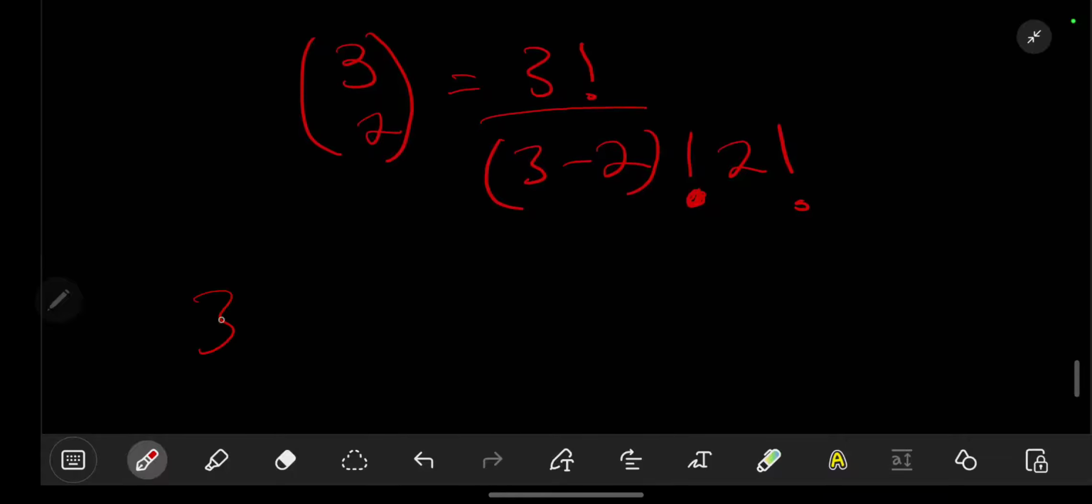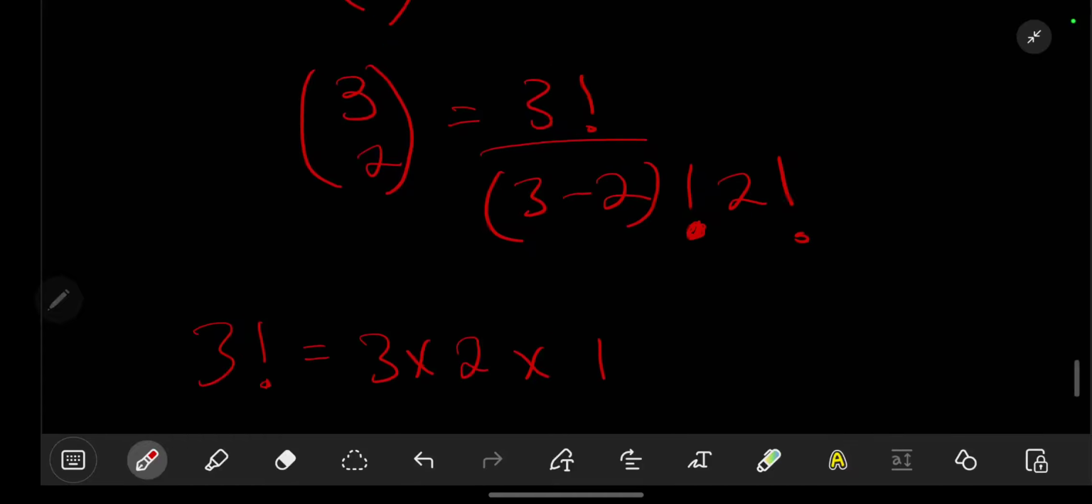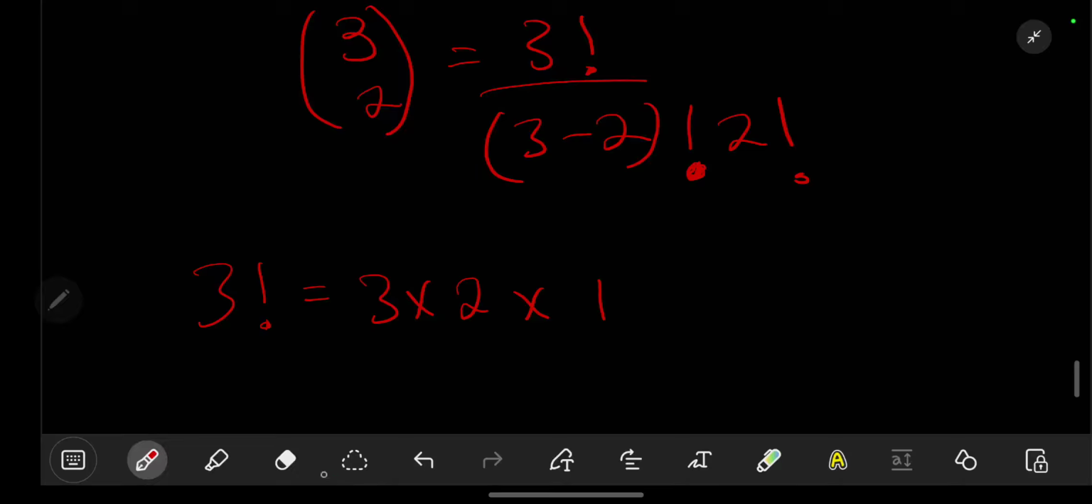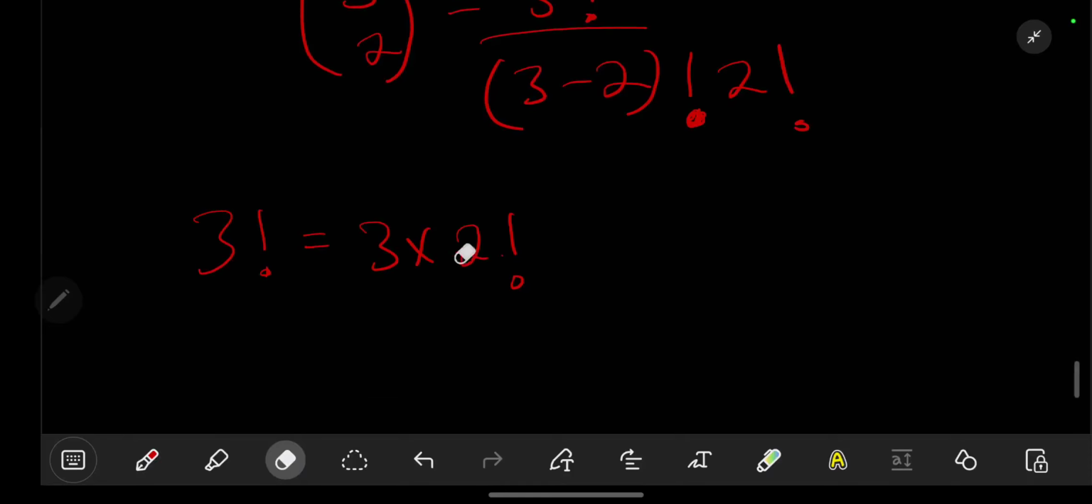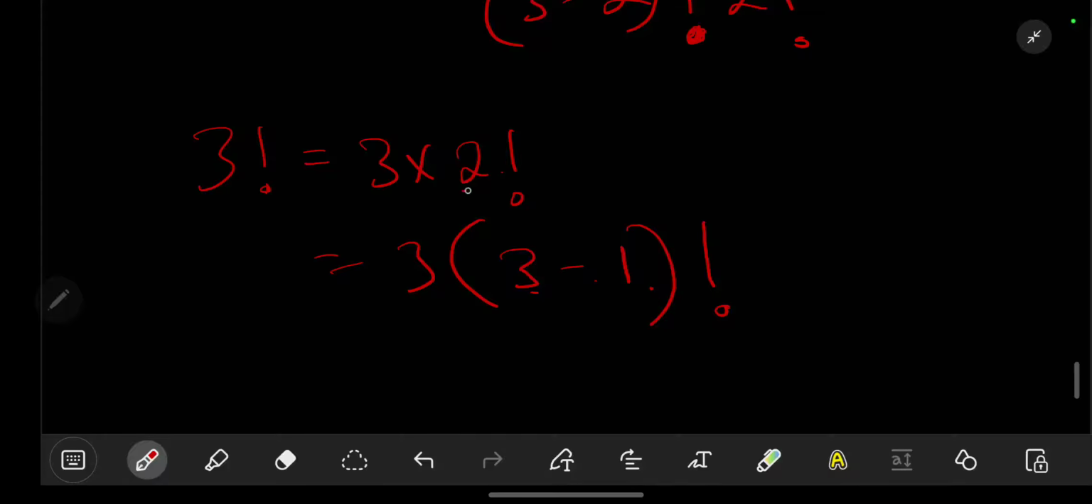Remember, 3 factorial is equal to 3 times 2 times 1. Now what does that mean? It means that even if someone was to write 3 times 2 factorial, it is still the same because 2 factorial represents 2 times 1. That means we haven't excluded anything. Now with that said, what is this 2? We have 3 times open brackets 3 minus 1, factorial. Why? 3 minus 1 is equal to 2, which will still be 2 there.